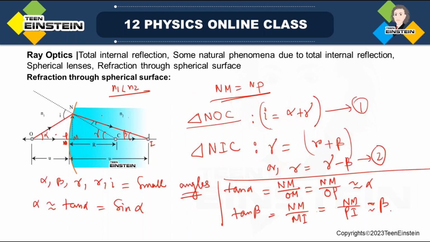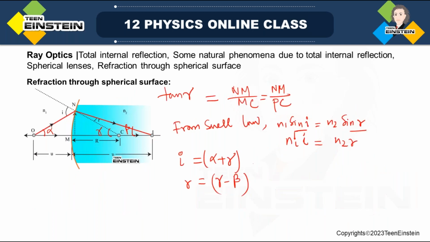Now this alpha and all we have already written here. Alpha is equal to Nm by OP. Beta we have written similarly, gamma. So from there we'll be directly writing in this equation. This is N1 into, see, I means alpha. Alpha means tan alpha. Tan alpha means this by this, Nm by OP. Then gamma, gamma means this Nm by PC. Okay, so this side is done.